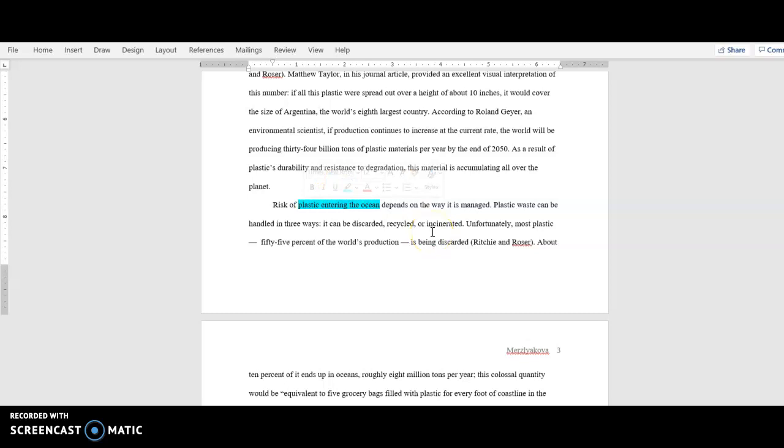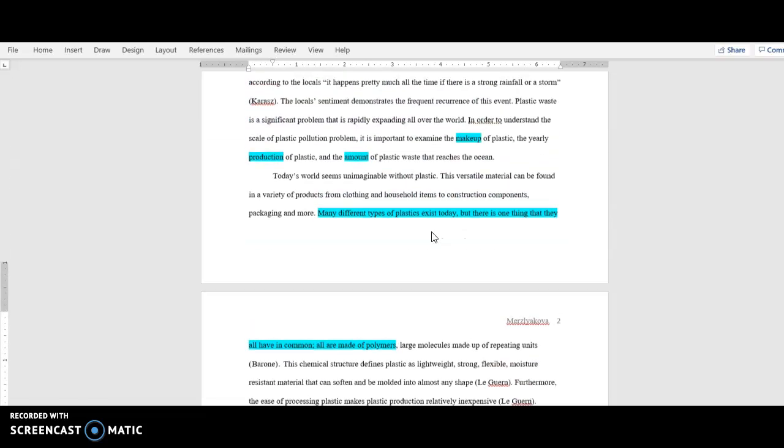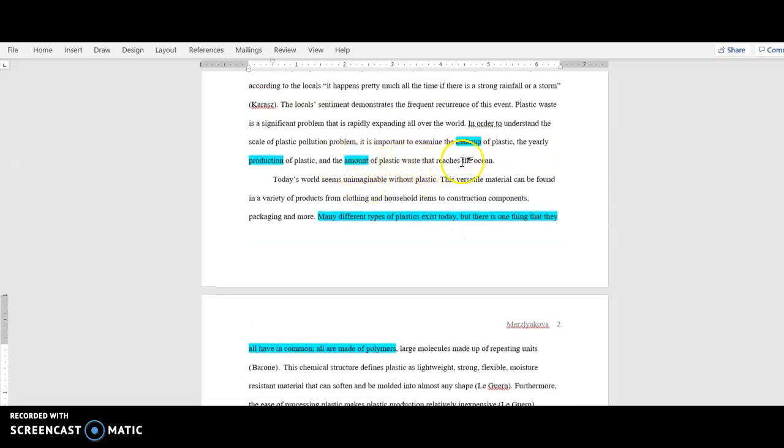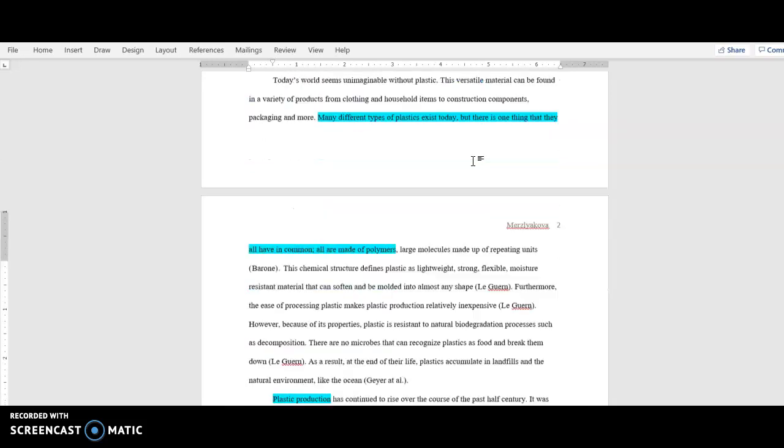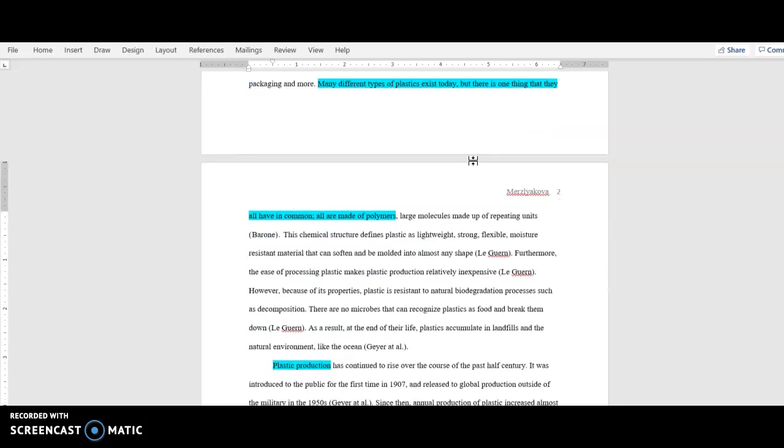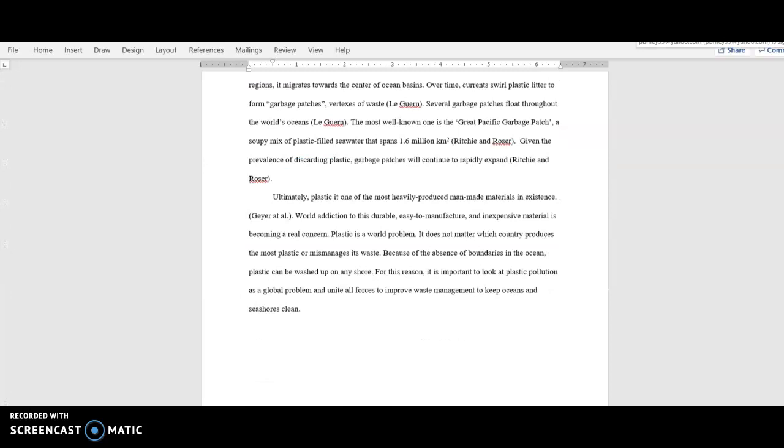In the topic sentence, and amount of plastic waste that reaches the ocean is in the forecast. Perfectly well organized essay. So as you can see, your forecast and your topic sentences of your body paragraphs and the topics, the main ideas of the body paragraphs should tie very tightly together and agree with each other.